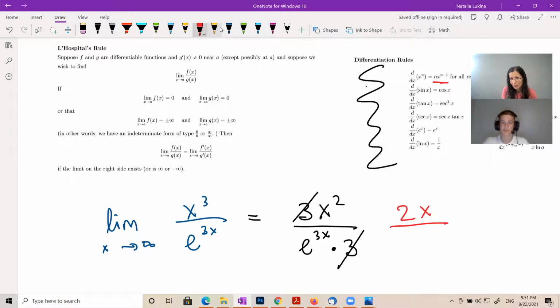At the bottom is the same thing because it did not change. It's still e to the 3x, so it will be e to the 3x times 3. Let's do it one more time because we already have the numerator equal to x. So we'll do L'Hopital's rule one more time. What is the derivative of x?